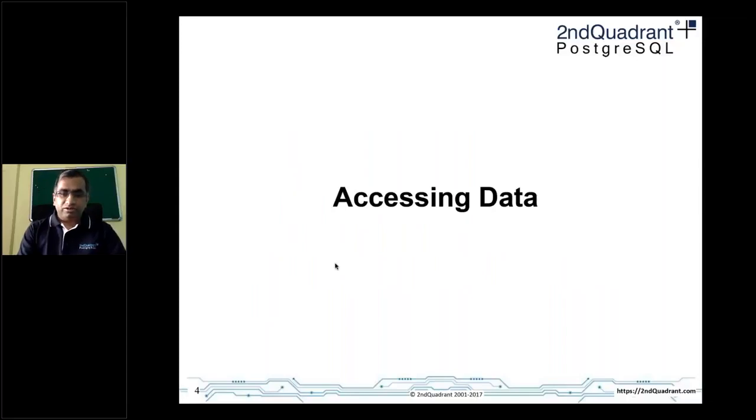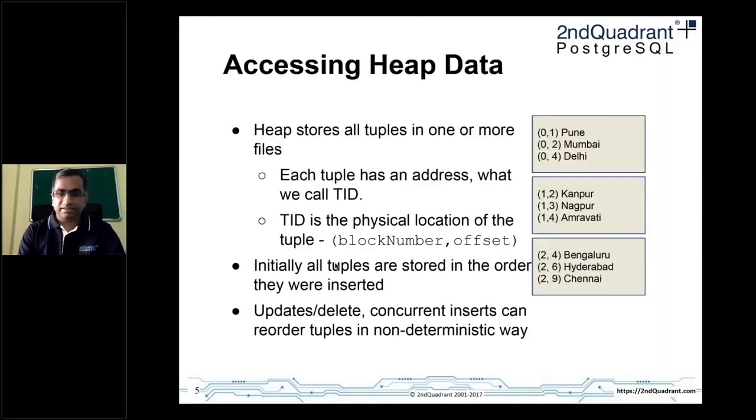So let's talk about the most primitive way of accessing data. And heap scan is, as I said, the most primitive access method. So when you insert data in a table, at the file system level, it's represented by one or more files. Each of these files is 1 gigabyte in size, and the file is divided into blocks. The typical block size is 8192 bytes, though you can configure it if you want, but we don't need to get into those details.